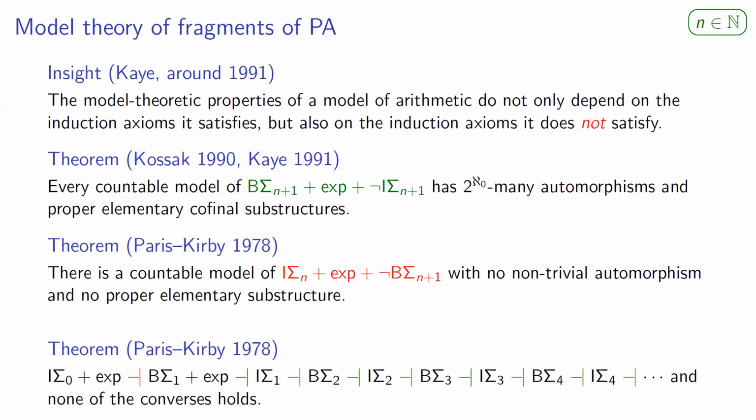So the two kinds of theories are pretty different. The B, but not the next I, must give a certain kind of richness to the models, while with I, but not the next B, you do not get that.